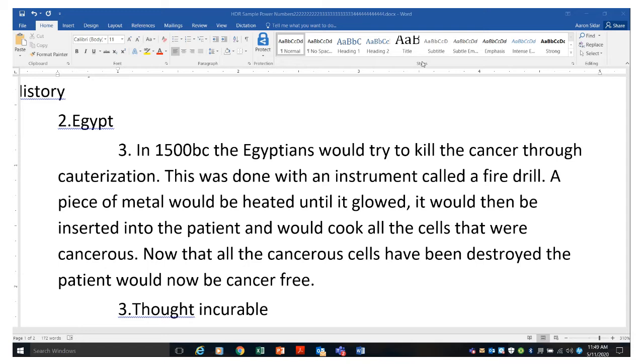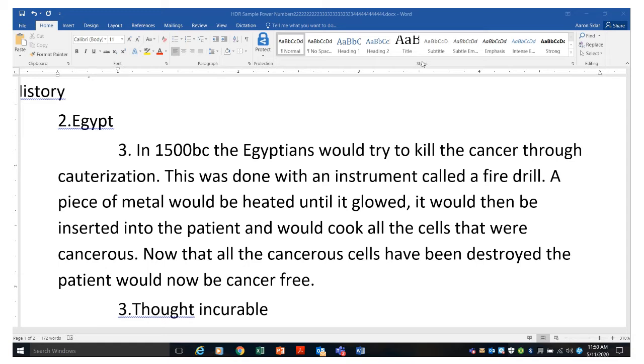So if I look at this power note 3, it says in 1500 BC, the Egyptians would try to kill cancer through cauterization. This was done with an instrument called the fire drill. A piece of metal would be heated until it glowed. It would then be inserted into the patient and would cook the cells that were cancerous. Now that all the cancerous cells have been destroyed, the patient would now be cancer free.